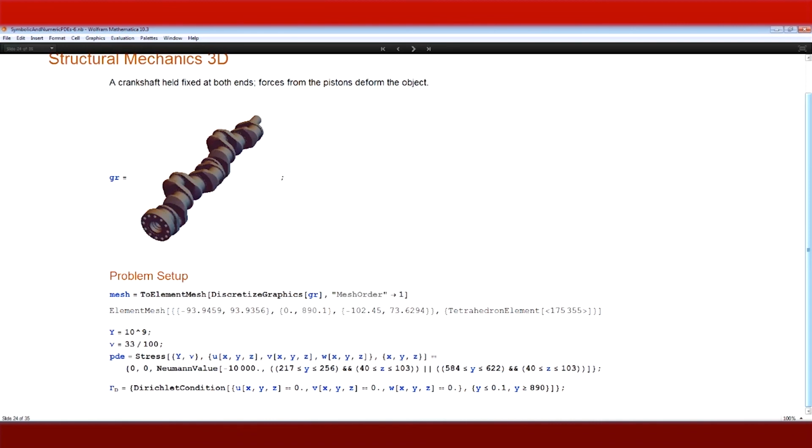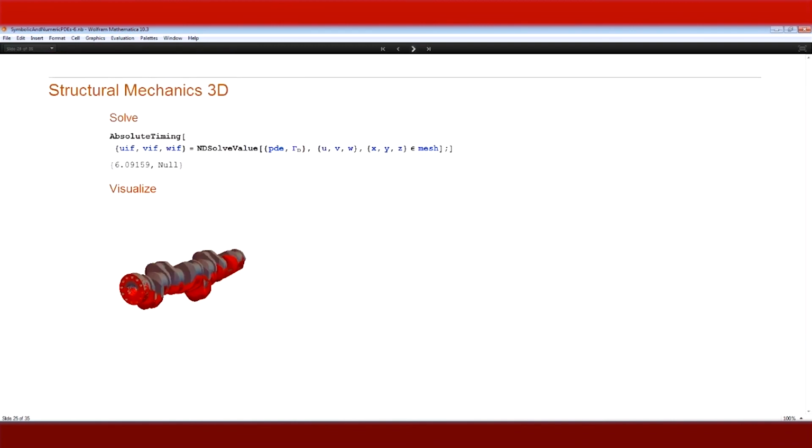Thirdly, we give the Dirichlet conditions where we say that U, V, and W are set to 0. They're held fixed at both ends of the crankshaft. NDSolve will then solve this PDE and boundary conditions in about 6 seconds on this specific laptop. The visualization shows the deformed crankshaft in red.